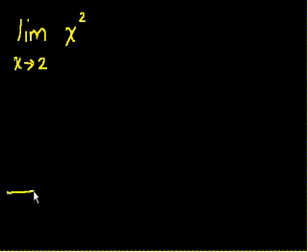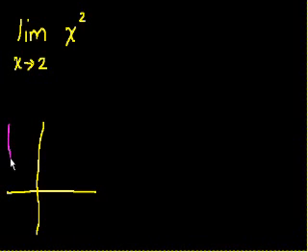So let me draw x squared. X squared looks something like this, right? And when x is equal to 2, y, or the expression, because we don't say what this is equal to, it's just the expression x squared, is equal to 4, right?